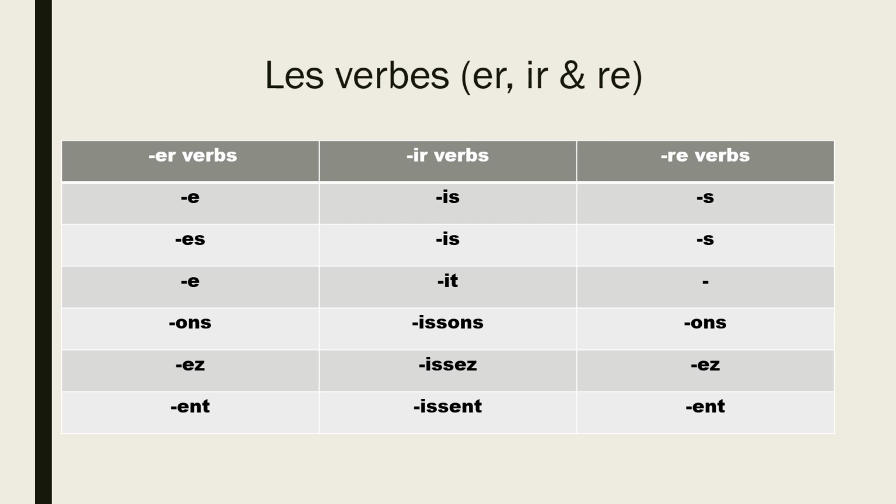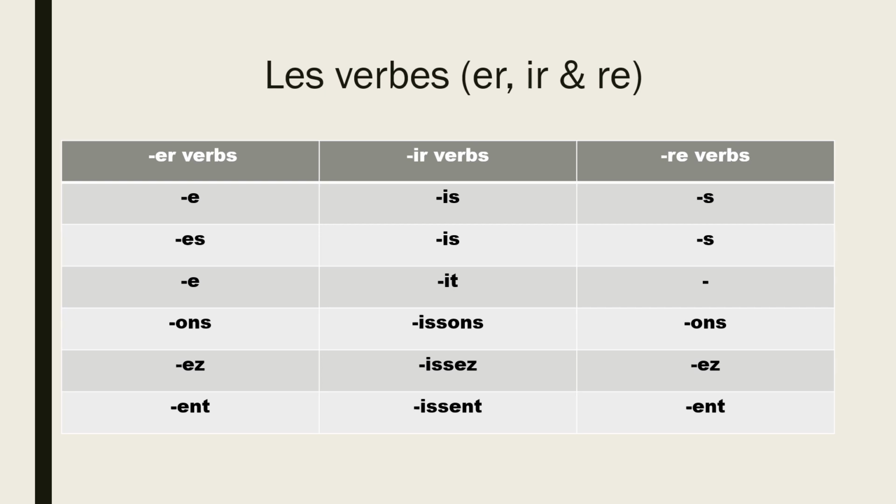Now let us quickly revise all the verbs we have done till now. We have done mostly three types of verbs: er, ir and re. So the first one is er verbs. So what is the rule that we follow with er verbs? With je we add e, with tu we add es, with il we add e, with nous we add ons, with vous we add ez, with ils we add ent.